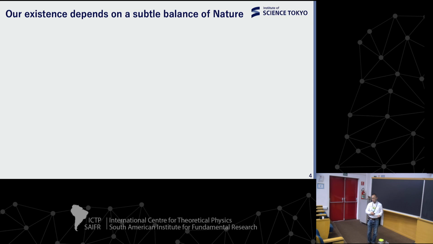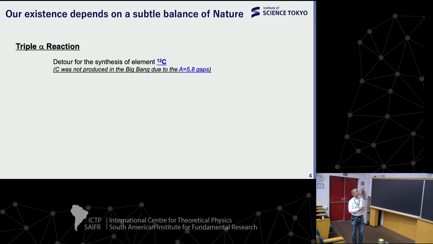Okay. So first, I'd like to start from this question. Our existence depends on the subtle balance of nature. This we know. For instance, the triple alpha reaction. Maybe you already heard about this. So this is a detour for the synthesis of element carbon-12 in the universe. Because carbon was not produced in the Big Bang, we know, because this is due to the mass number 5 and 8.